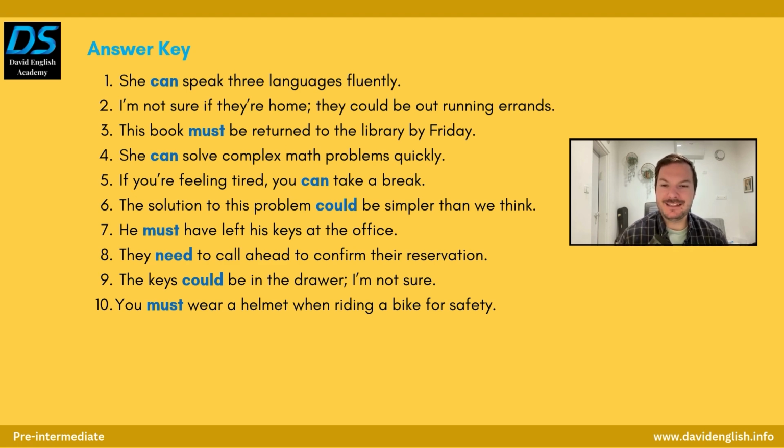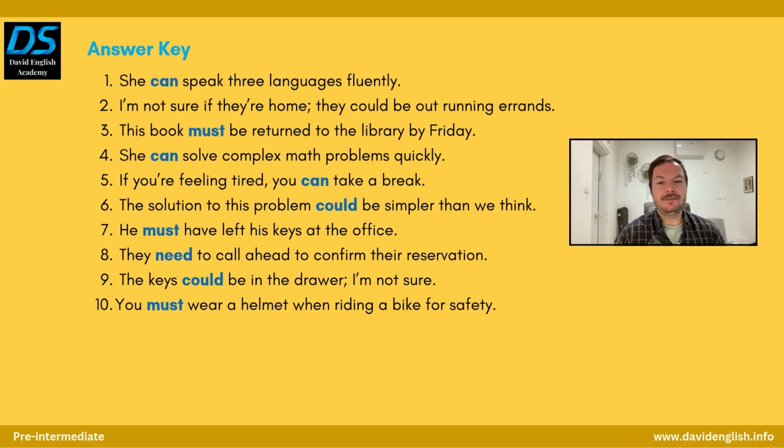Number 1, she can speak 3 languages fluently. Number 2, I'm not sure if they're home. They could be out running errands. Number 3, this book must be returned to the library by Friday. Number 4, she can solve complex math problems quickly. 5, if you're feeling tired, you can take a break. 6, the solution to this problem could be simpler than we think.